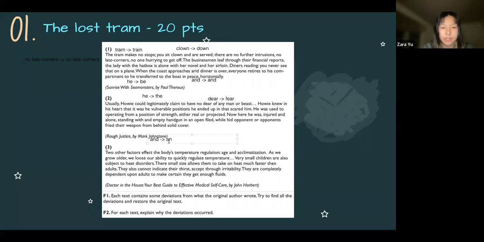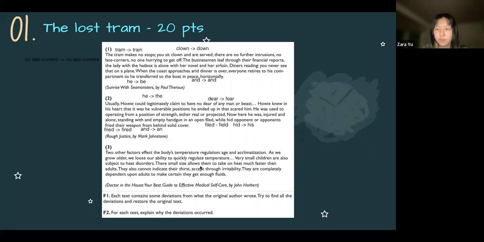So now here he was, injured and alone, standing with an empty handgun in an open. Then this is "field". And then instead of "hid" it is "his". While his opponents fried their, it's not "fried", but "fired". Fired their weapon from behind solid cover. So your corrections would be like this.